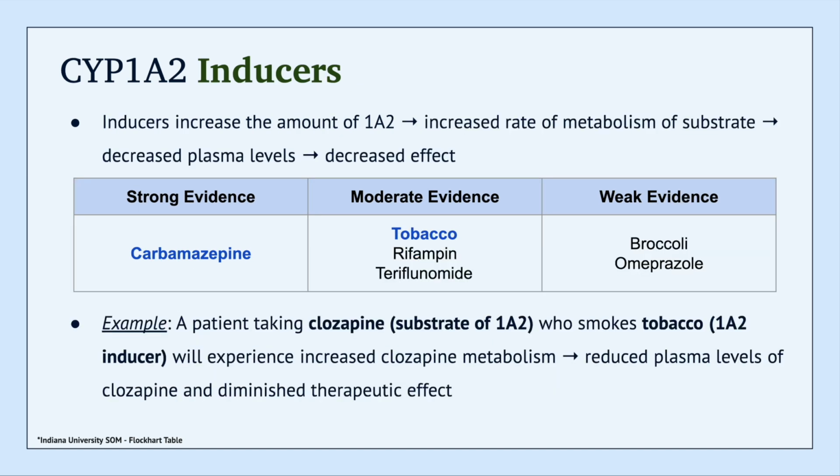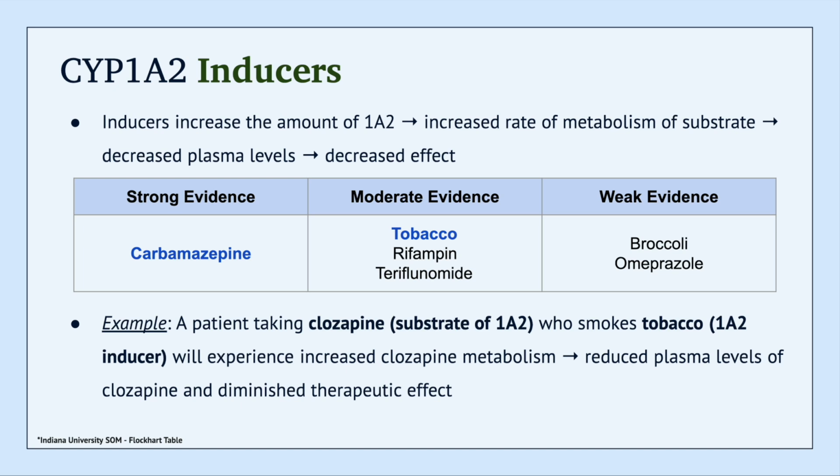Now we'll talk about the inducers of CYP1A2. What inducers do is increase the amount of CYP1A2. This leads to an increased rate of metabolism of that substrate, which will lead to decreased plasma levels of that substrate or of that drug. And then this leads to a decreased effect of that drug. So important inducers to be aware of, especially, are carbamazepine and tobacco.